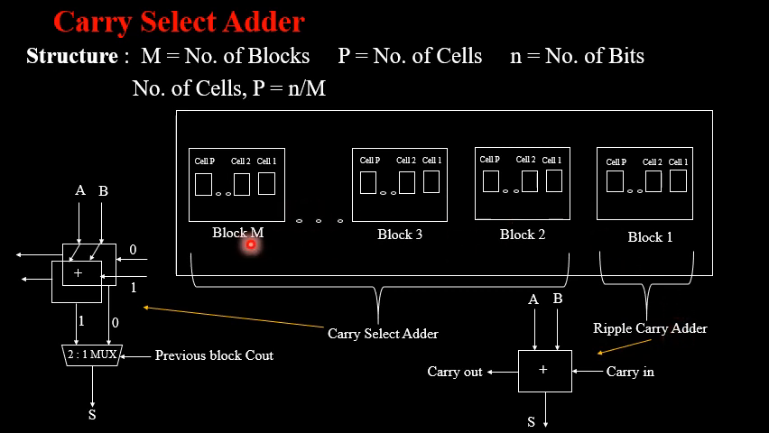Whatever the remaining blocks are, say here I have marked it as block M. In this particular case, if I have given you 2 blocks, obviously there will be block 1 and block 2. Block 1 will be reserved for the ripple carry adder and block 2 will comprise your carry select adder. So only the first block is reserved for the ripple carry adder element. All other remaining blocks will be reserved for your carry select adder.